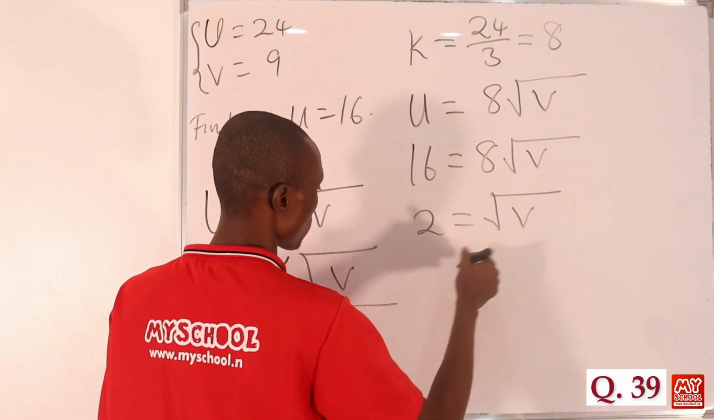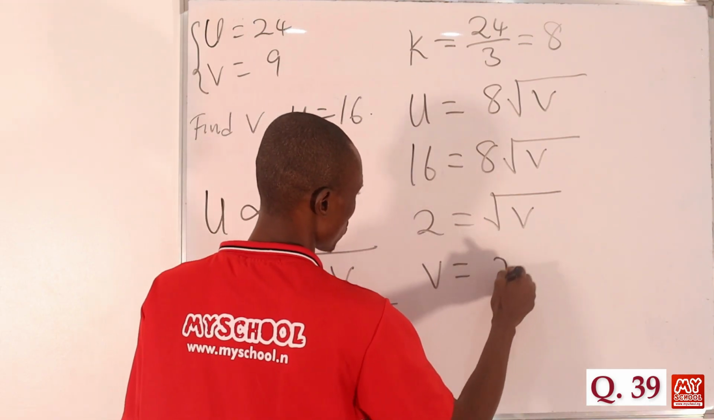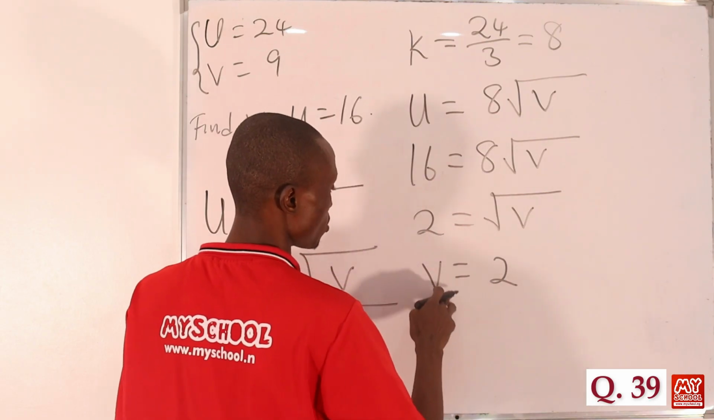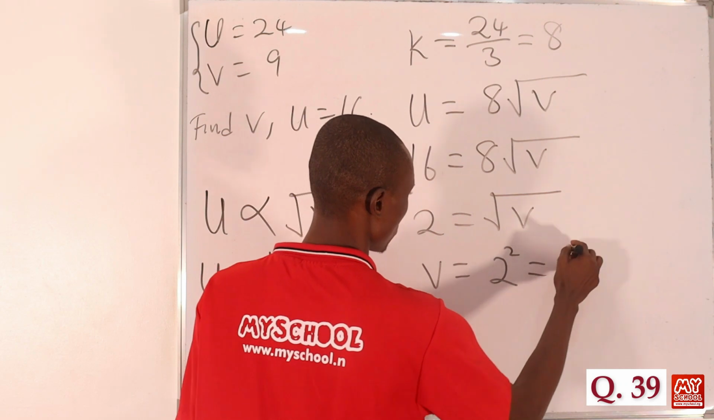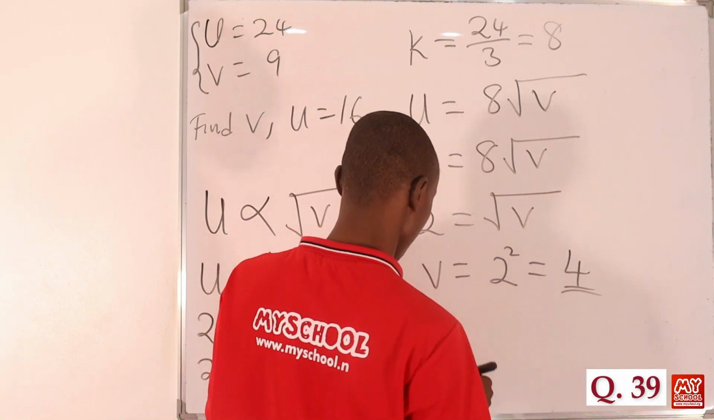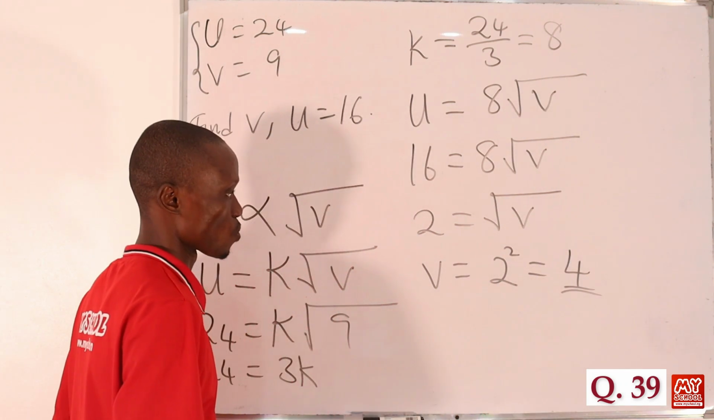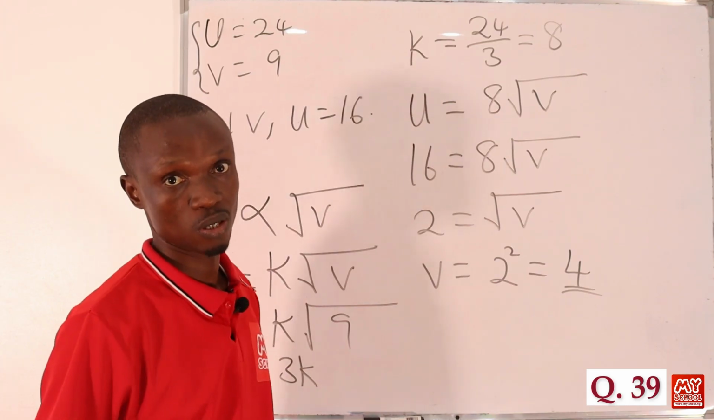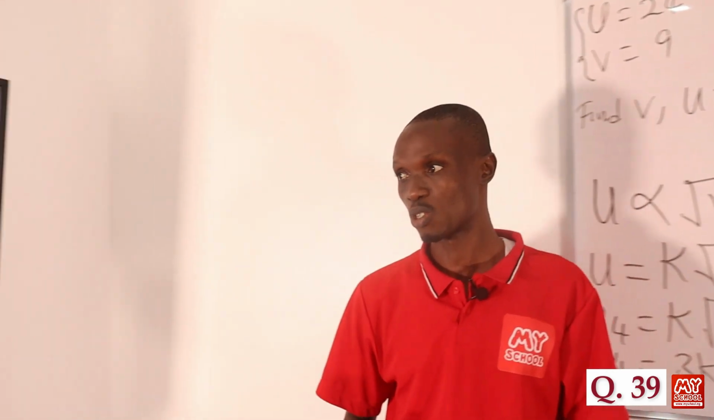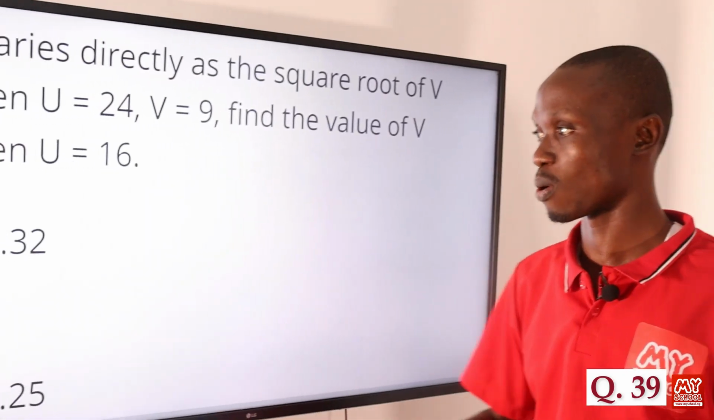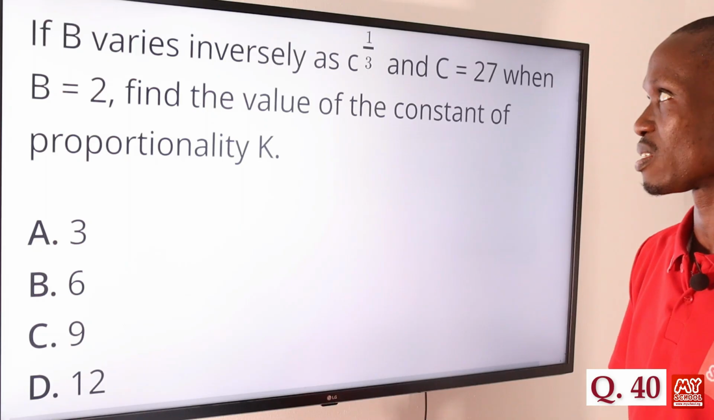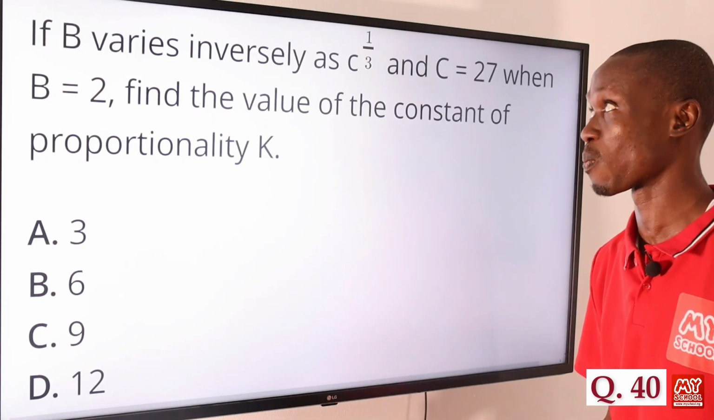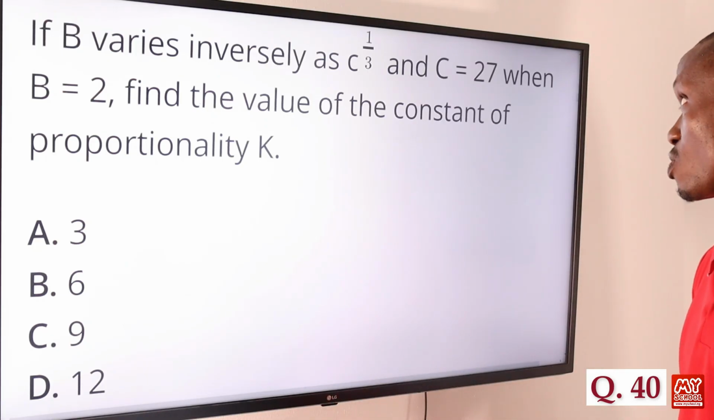If we take the square of both sides, v will be equals to 2 raised to power 2, right? And 2 raised to power 2 is equals to 4. Okay, so the value of v is equals to 4. So let's return back to the screen to choose the correct option for this question, and that is option D, 4.